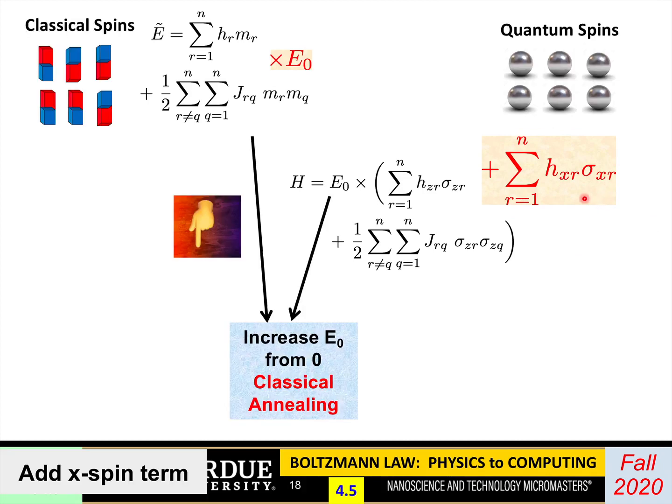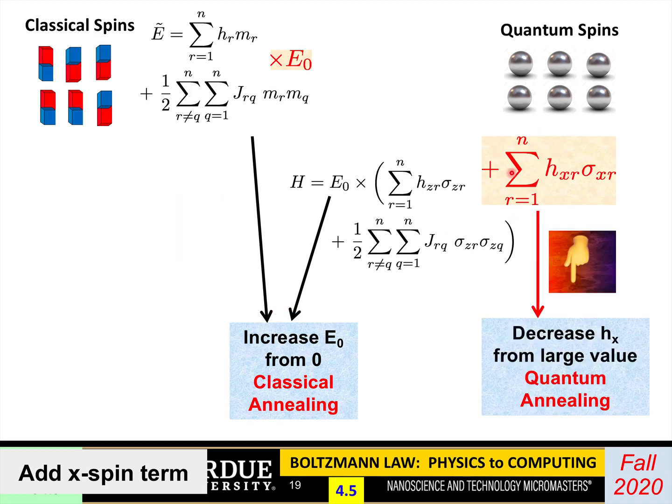Now, annealing, classical annealing, the way it works, as we discussed, is that you gradually increase E0 from 0. So you start at 0, so all configurations have the same energy, and then gradually you increase E0, and that's how the peaks rise up. With quantum spins, what you could do is keep E0 fixed, whatever your normal value is, but gradually decrease the H, this transverse H, from a large value.